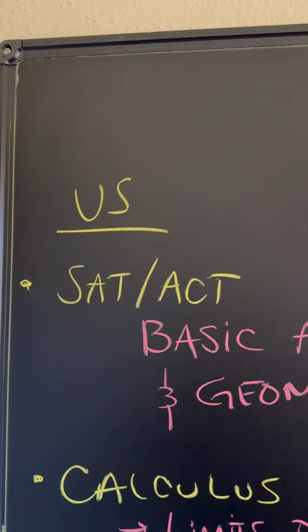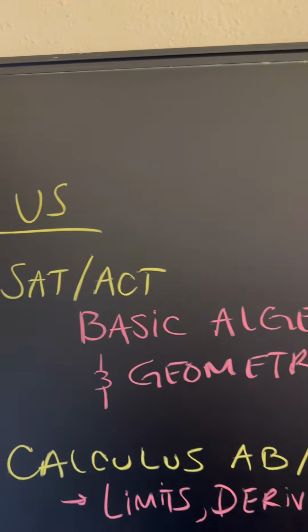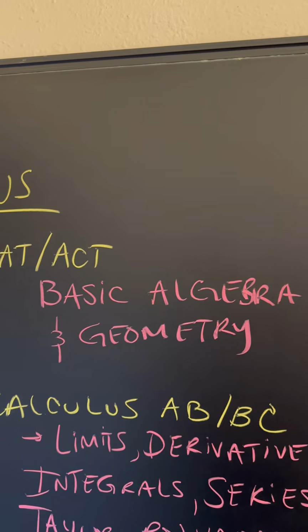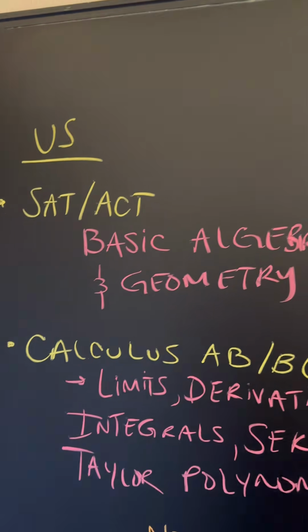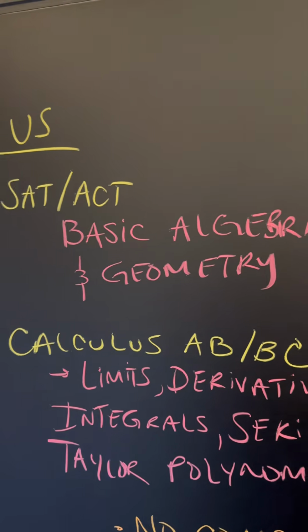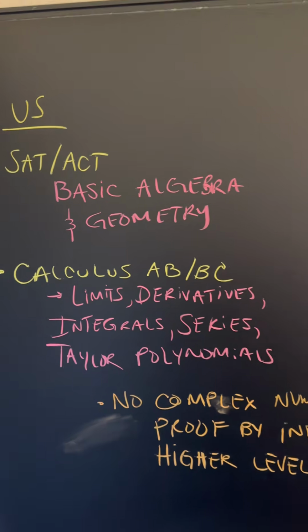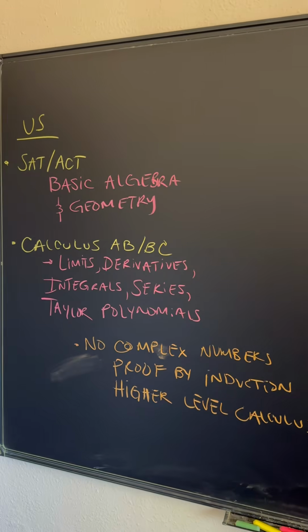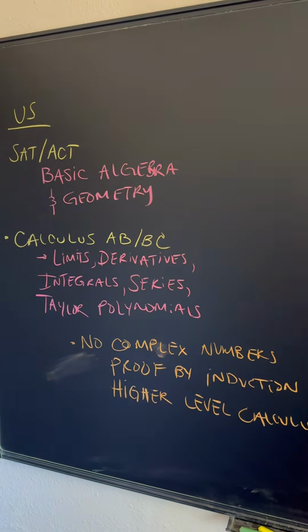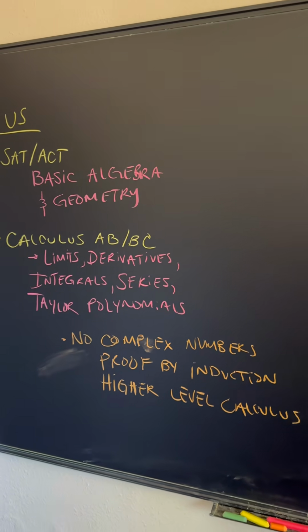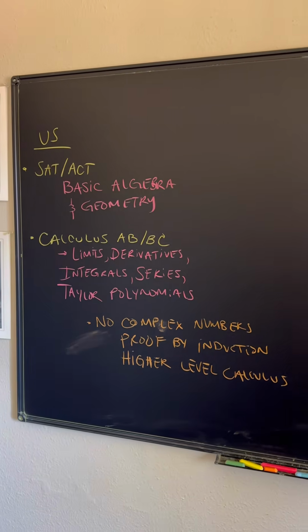Now in the US, you have your SAT and your ACT where you're covering basic algebra and geometry and obviously some statistics. Then you have the AP Calculus A, B, and BC exams where you have limits, derivatives, integrals, series, and Taylor polynomials. But if you want to compare that to the A-level maths, there's no complex numbers, no proof by induction, and no higher level calculus like differential equations.